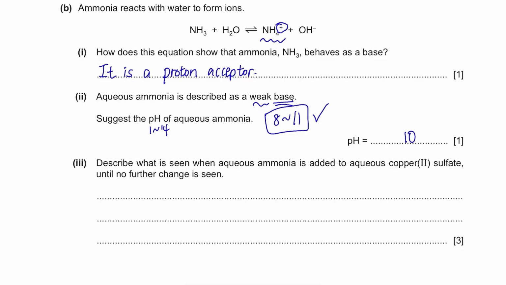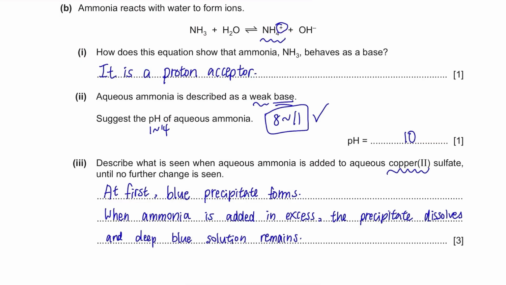Describe what is seen when aqueous ammonia is added to aqueous copper(II) sulfate until no further change is seen. This is one of the tests of a cation, in this case copper(II) ion. So when ammonia is added, at first a blue precipitate will be formed. But as you add more of it, the precipitate will dissolve and a deep blue solution will remain.